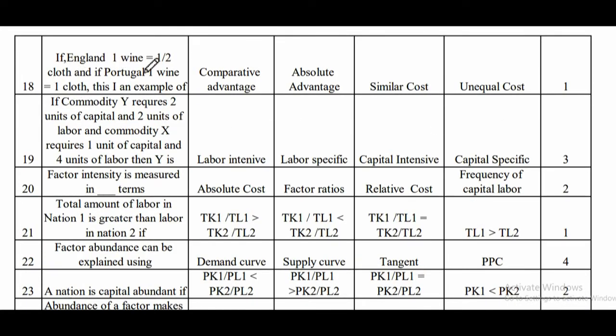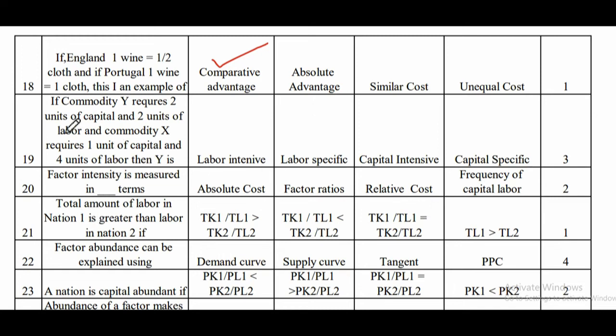If in England one wine is equal to half cloth, and if in Portugal one wine is equal to one cloth, this is the example of comparative advantage, and this is the repetition once again in this PDF. We have already studied this question earlier.